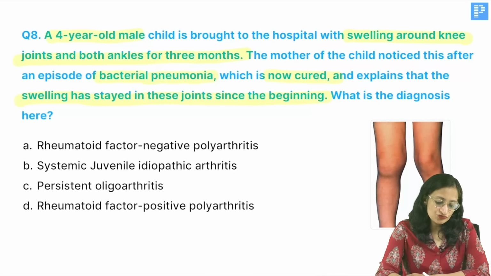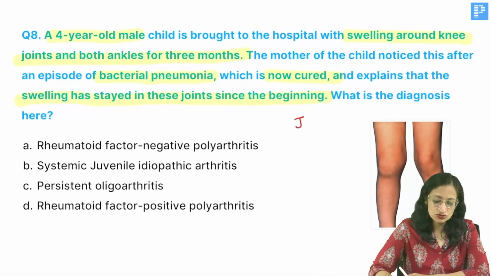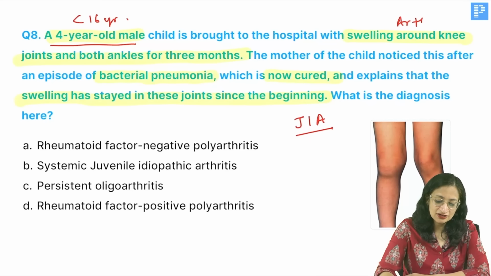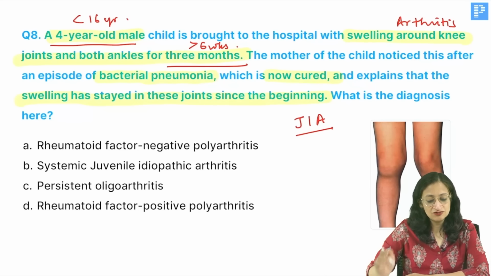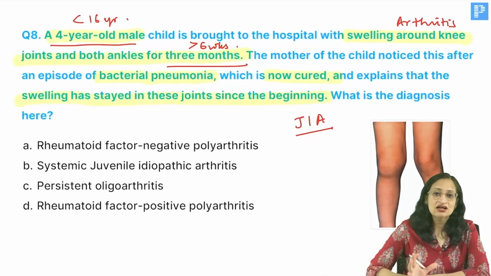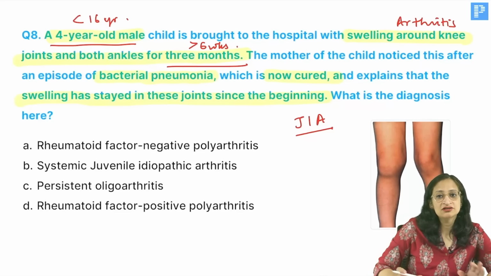So, if you see, this fits in the definition of JIA also, because this child has age less than 16 years, and there is arthritis of multiple joints, and it has lasted for more than 6 weeks. So, this fits in the definition of JIA, though reactive arthritis also presents in a similar fashion. Now, the definition of JIA has broadened these days.